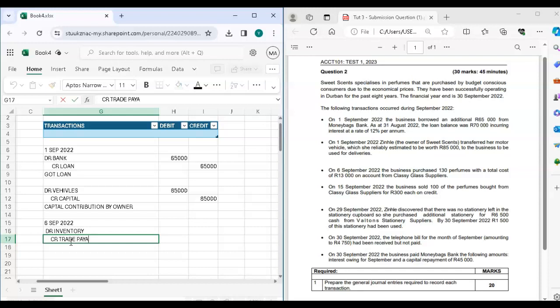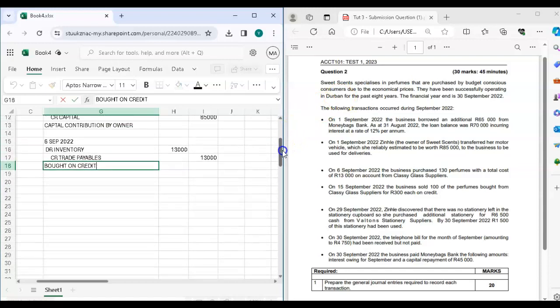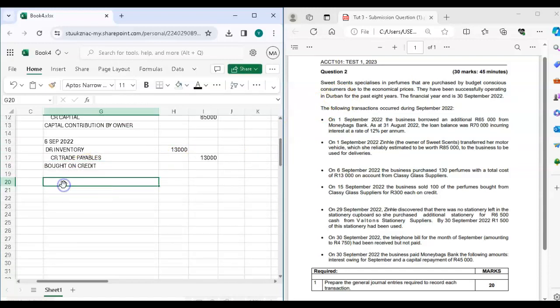Because remember, you owe that money, right? It's a liability, so your liability increases. So what's the total amount? 13,000. So don't forget, when you buy on account, you credit your trade payables, because that's your liability. Then you say bought on credit or account, same thing. Now the next one, let's see what's the date. 15th September, so it's a new date.